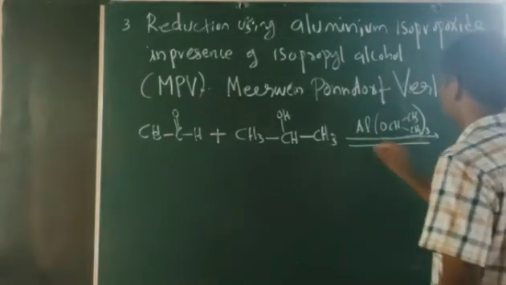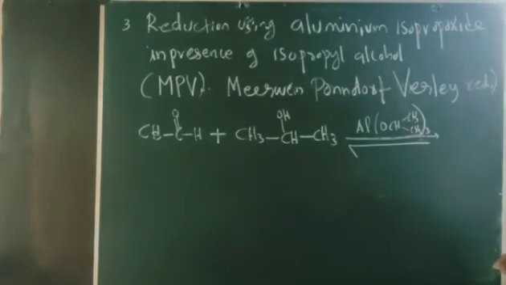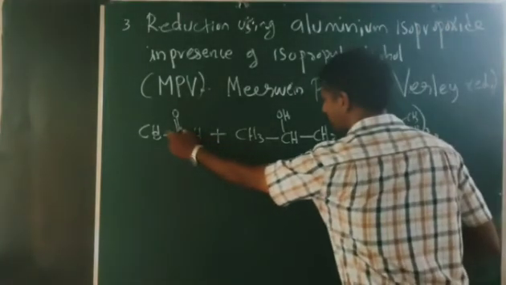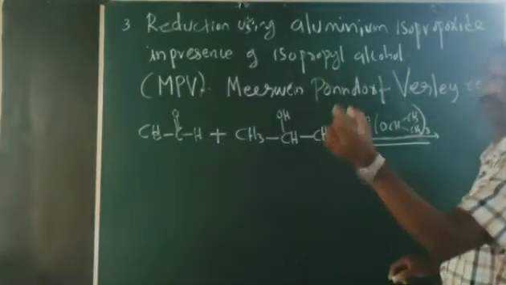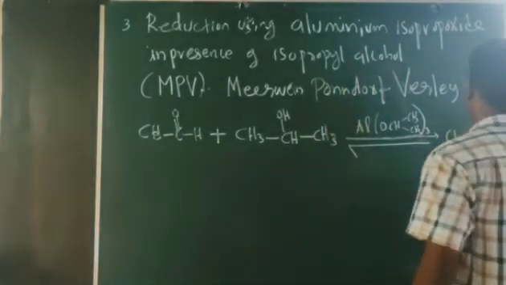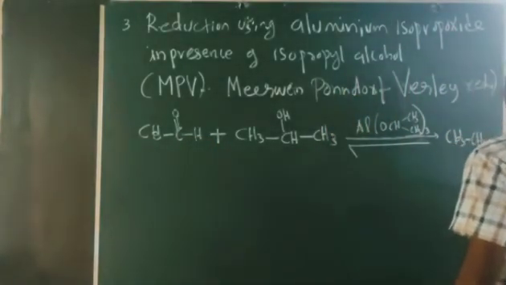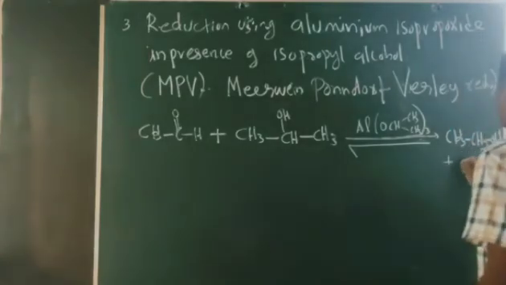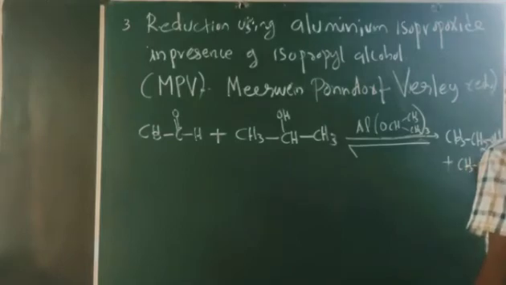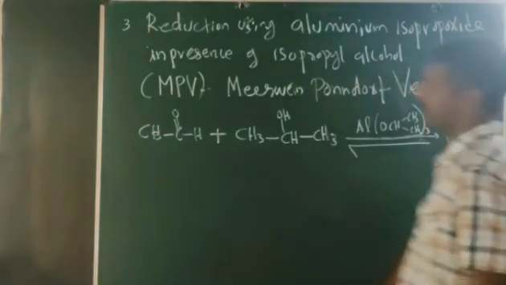Actually, this is a reversible reaction. Here you are getting CH3CHO. The two-carbon aldehyde will be converted to a two-carbon alcohol, that means CH3CH2OH, ethanol, and the byproduct is always acetone, CH3COCH3.